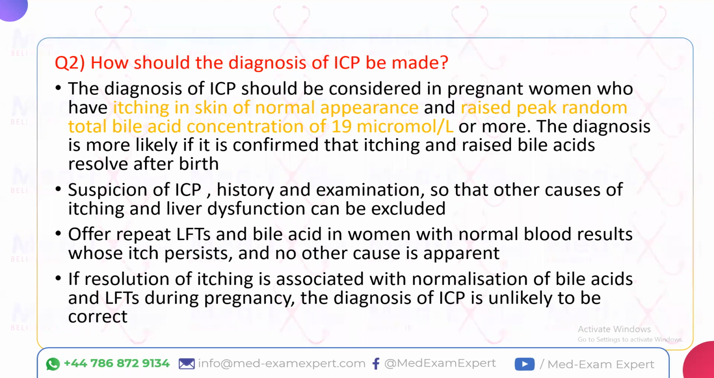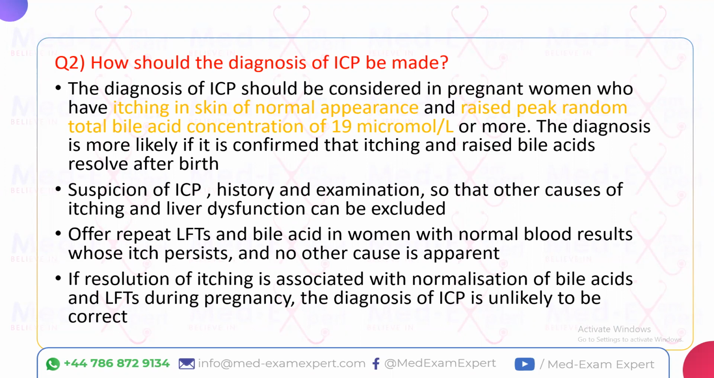Okay, and the diagnosis is more likely if it is confirmed that itching and raised bile acids are resolved after birth. So if the patient has ICP, the bloods and the itching have to resolve after birth. Otherwise, if it is not resolved after birth, then we'll have to think about other conditions, right? So if we have suspicion of ICP, you will take a structured history and examination so that other causes of itching and liver dysfunction can be excluded.